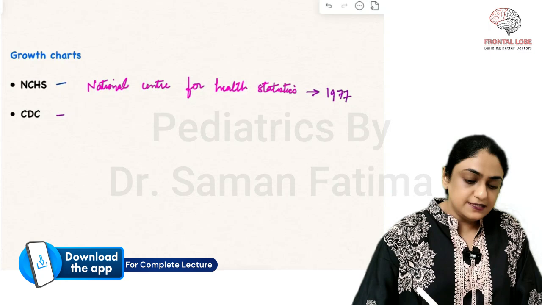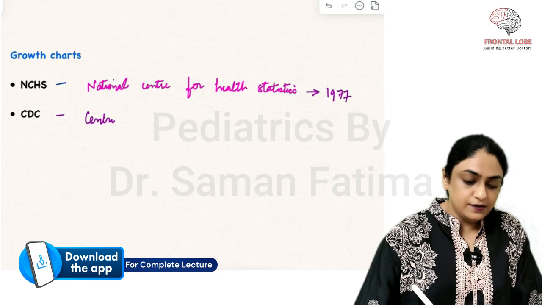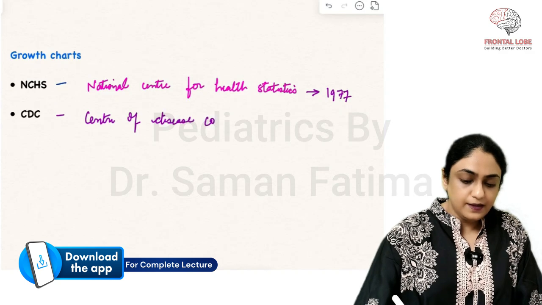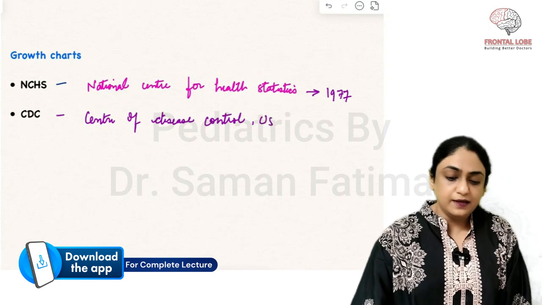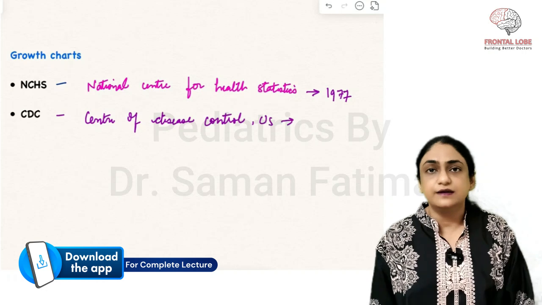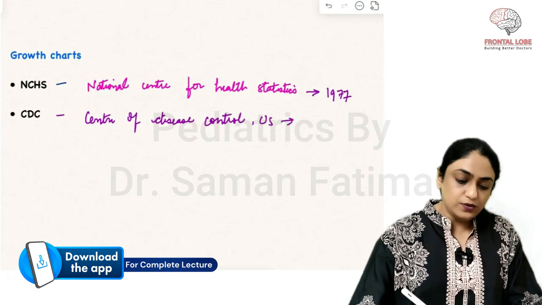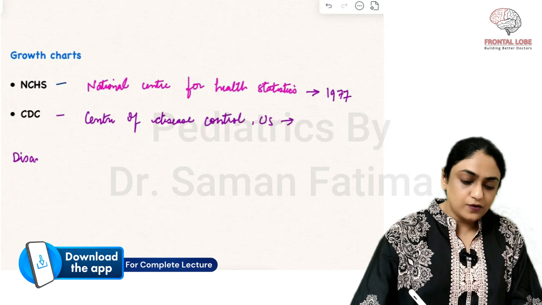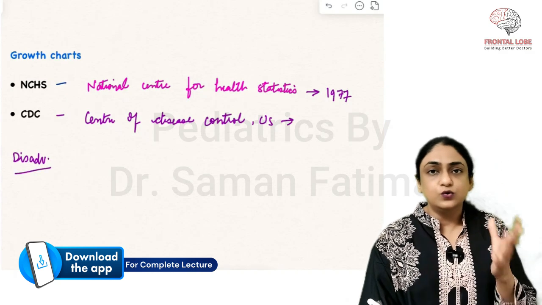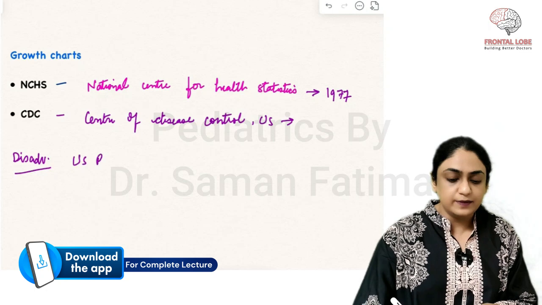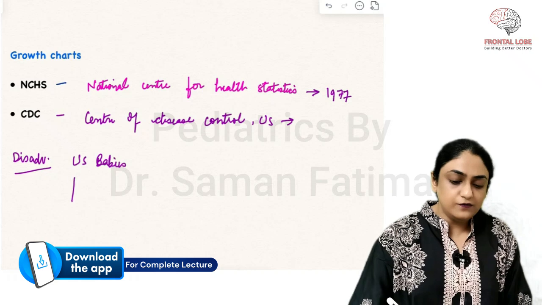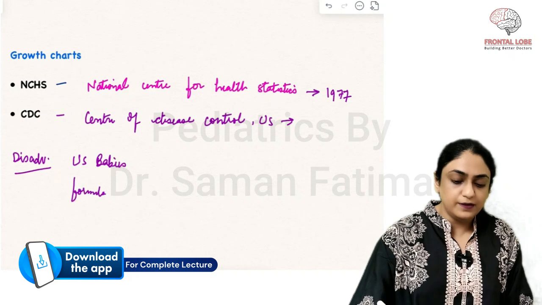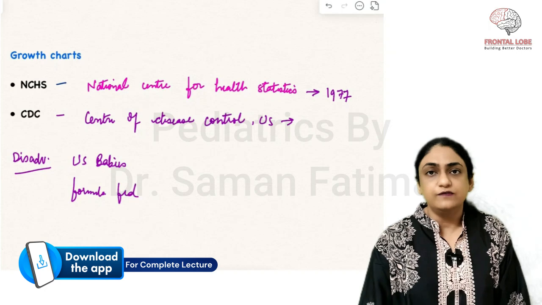Then a few years later the CDC, that is the Centers for Disease Control, again a US organization, gave a growth chart. Now what was the disadvantage of both these charts? That they took US babies as the standard. All the babies they have taken were from the United States, and they all were formula fed babies.